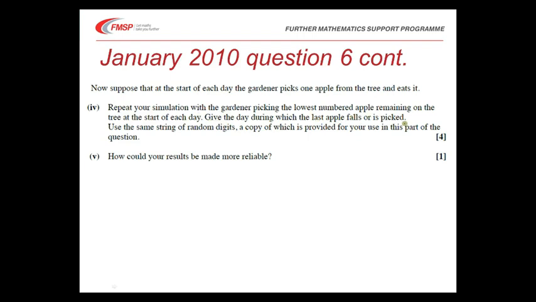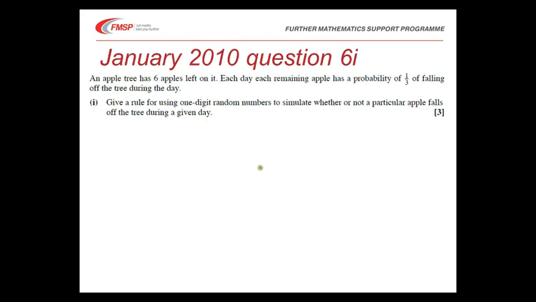Give the day during which the last apple falls or is picked, using the same string of random digits, a copy of which is provided for use in this part of the question. And finally, 1 mark, how could your results be made more reliable? Now, if you've done quite a few practice papers, this longer section B type question should look a familiar sort of structure. The key thing with these is to really read the question clearly. A lot of what you're going to do here is just following instructions, following the algorithm really precisely.